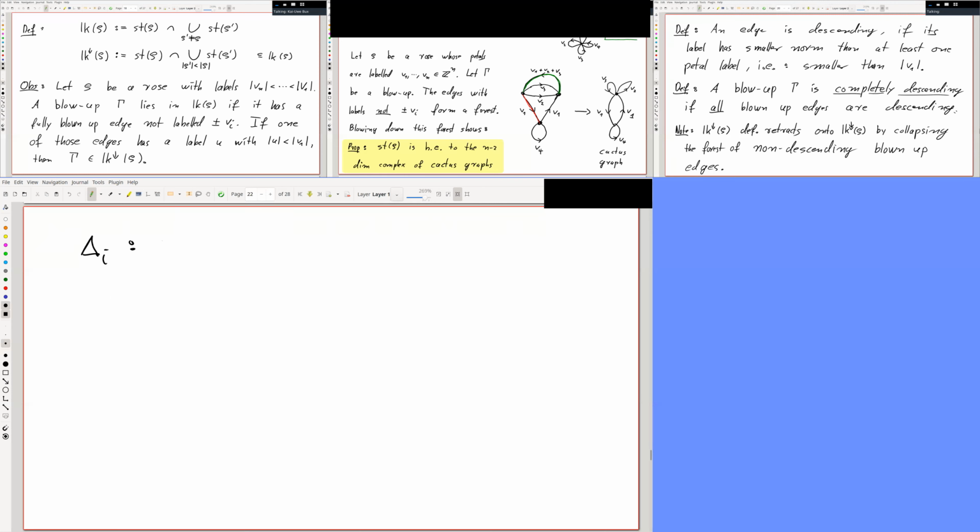That is the delta for all edges with label plus or minus vi. So those.